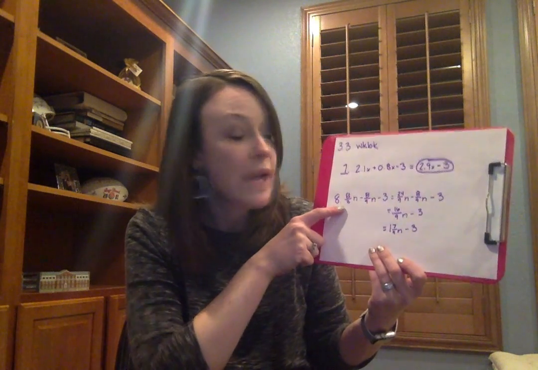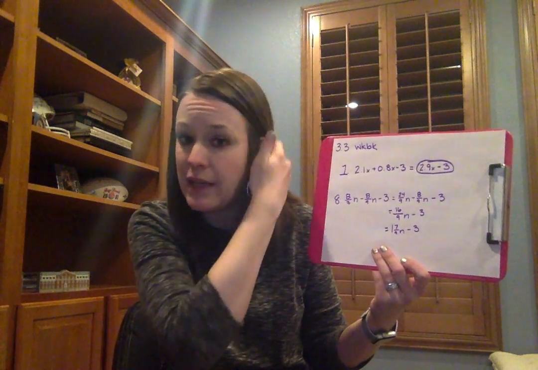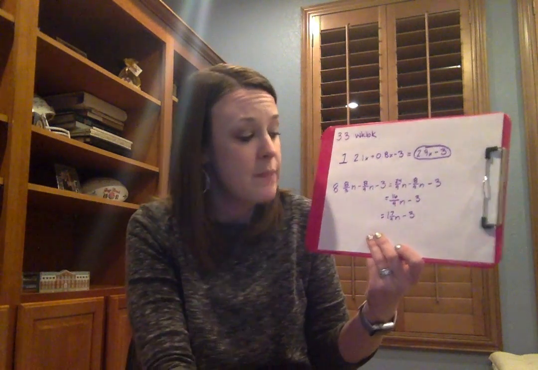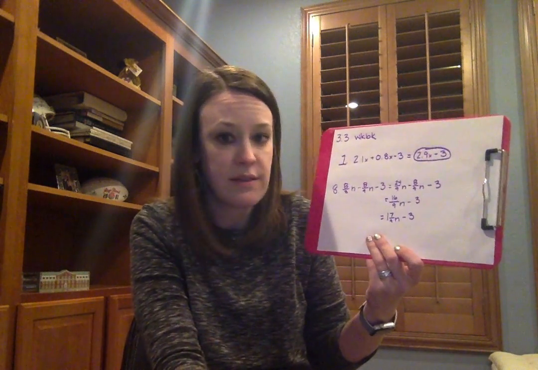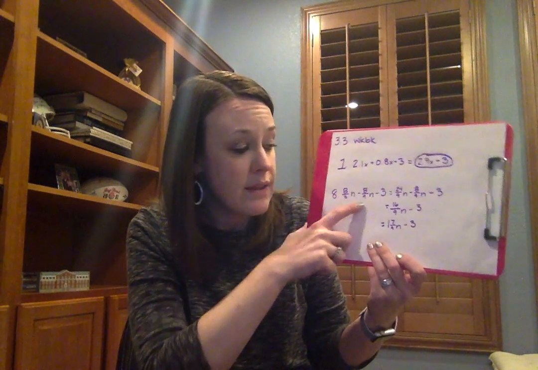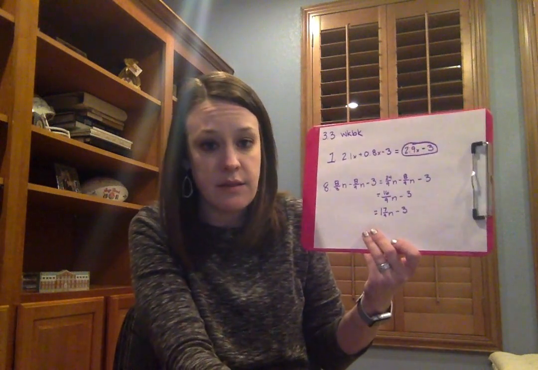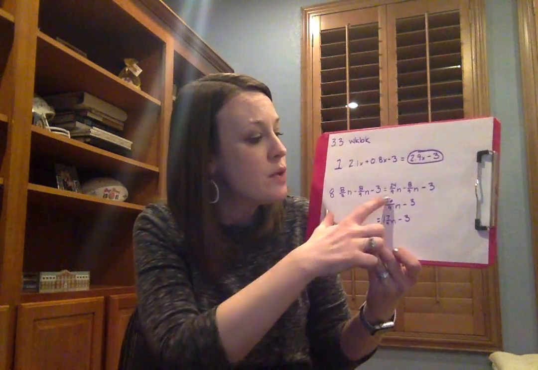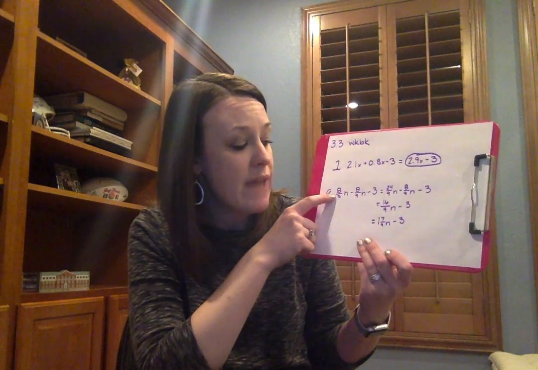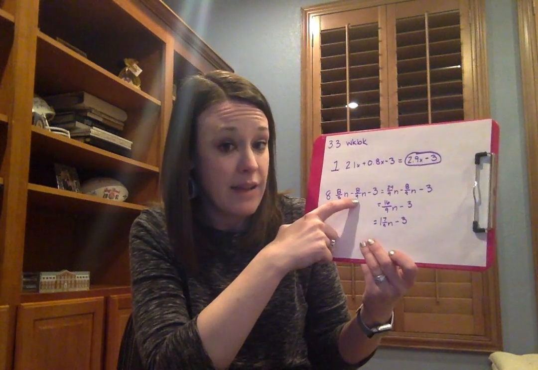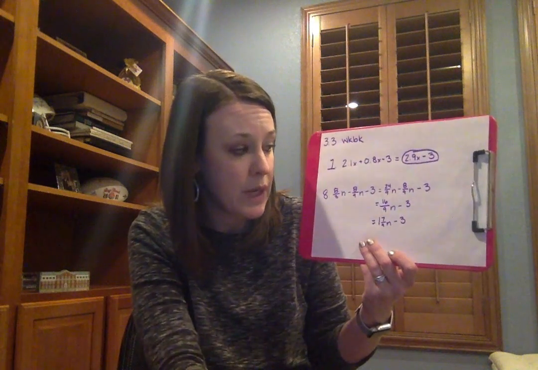Now, in number 8, it looks a little more complicated because we're talking about fractions, but in reality, it is just the same. Anything that has the variables can be combined, and anything that doesn't needs to stay separate. So we have 8/3 n minus 8/9 n minus 3.